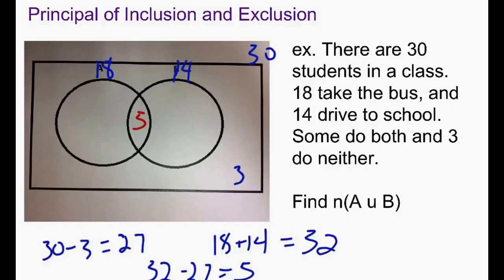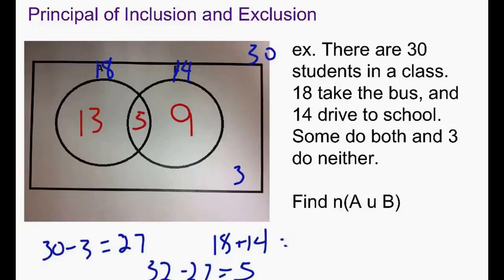So out of the 18 people that take the bus, we figured out there's 5 duplicates that did bus and drive. So now if we subtract each of those, 18 minus 5 would be 13 people would do bus but not drive, and 14 minus 5 would give us 9. So 9 people would drive but not bus, 5 do both, and that's it.